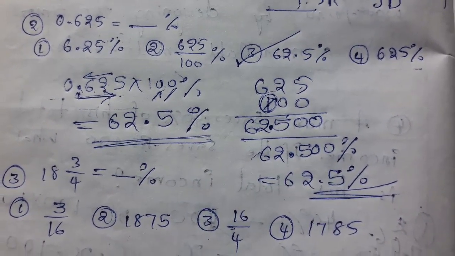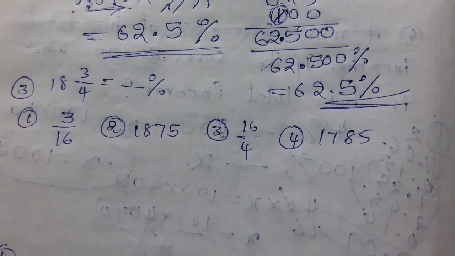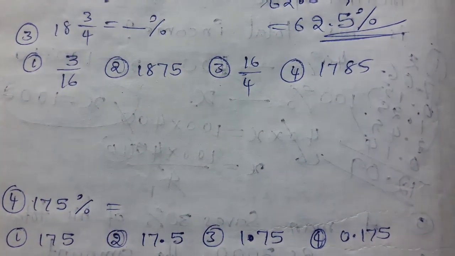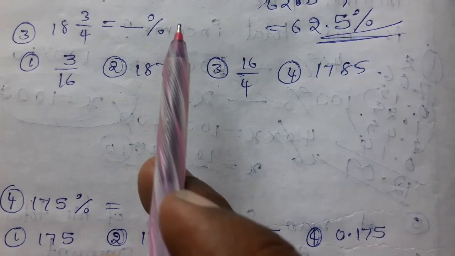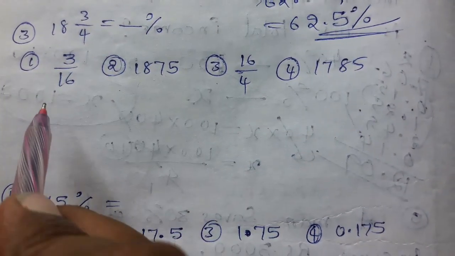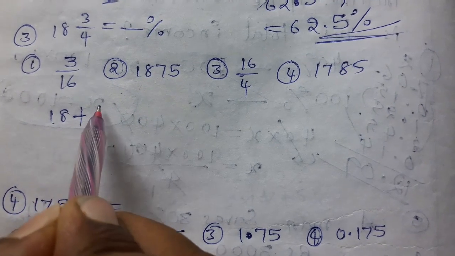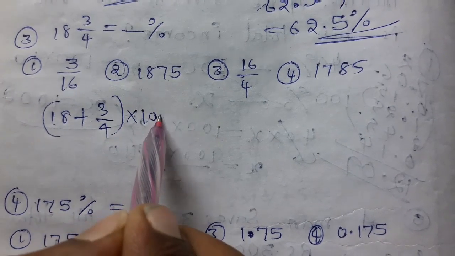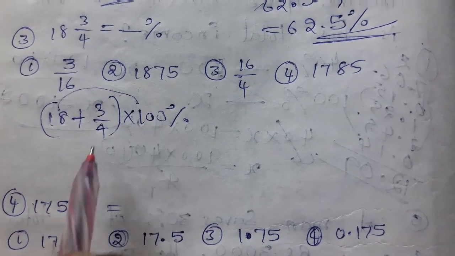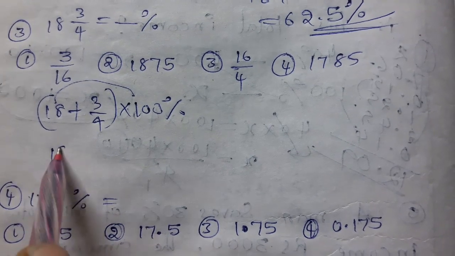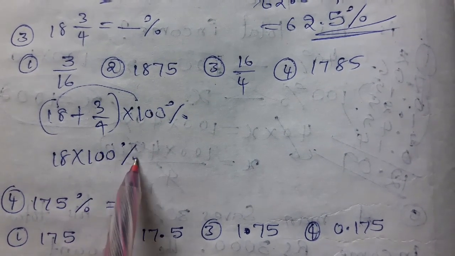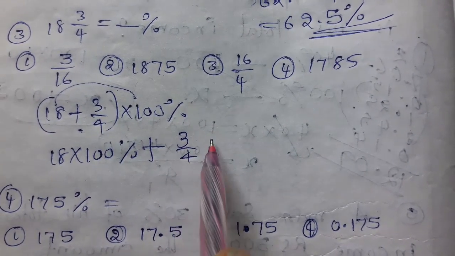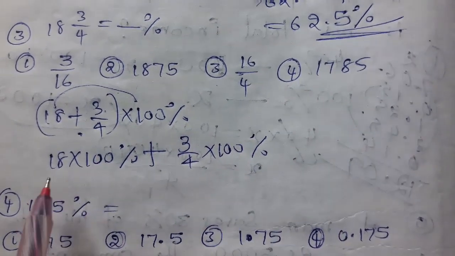Have you understood? Clear about this concept? Now move to the next question. See, 18 3 by 4 convert into some percent. So a mixed fraction is given. So 18 plus 3 by 4 into 100%. Now these two multiplications: 18 into 100% plus, in between there is a plus symbol, next 3 by 4 into 100%, isn't it?